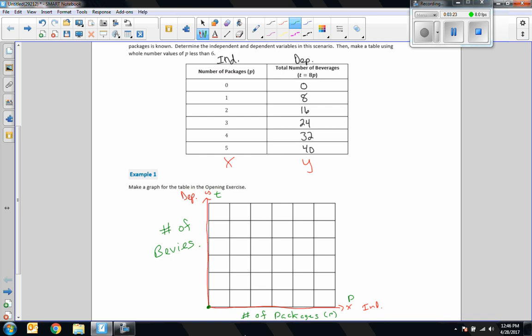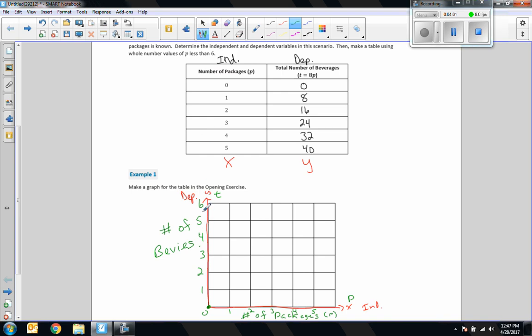But if there are going to be 8 beverages in each pack, if I have 1 package, so now I need to label what I'm doing here. 1, 2, 3, 4, 5, and that's as far as I need to go because we didn't use 6. And this is the origin, or 0. And this is 1, 2, 3. Now when I do this, there's going to be a problem here. I went up to 6, but my y goes to 40. 6 is way less than 40. This grid is not big enough to go all the way up to 40.